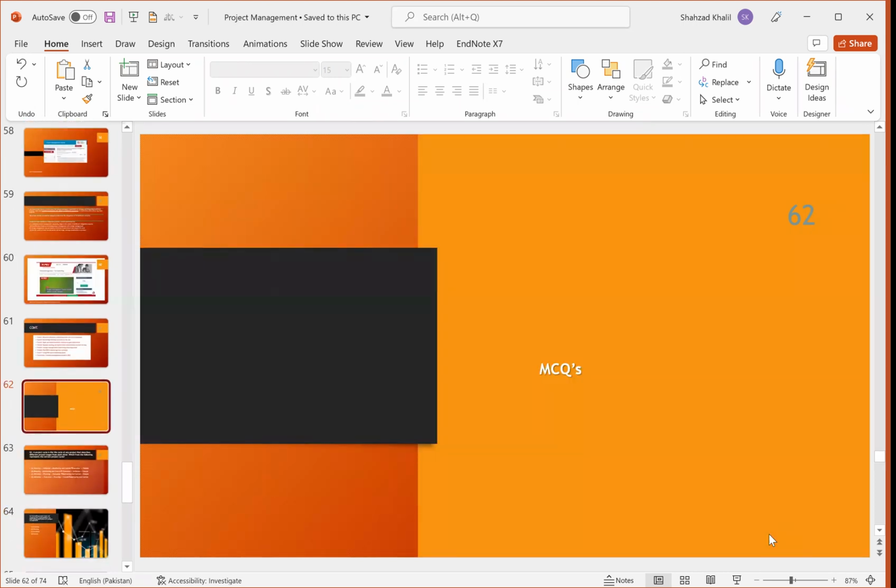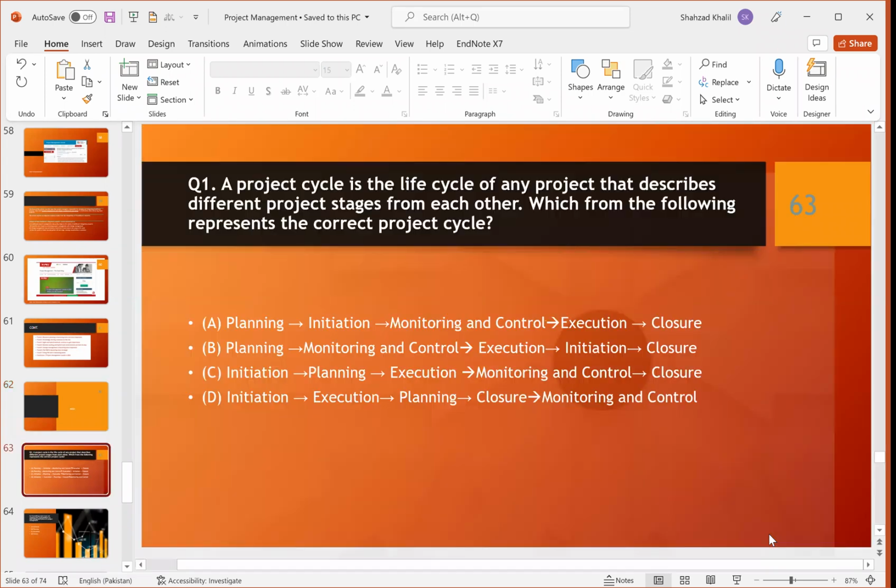Now it's time for the multiple choice questions. Question 1. A project cycle is the life cycle of any project that describes different project stages from each other. Which of the following represents the correct project cycle? A, planning, initiation, monitoring and control, execution and closure. B, planning, monitoring, control, execution, initiation and closure. C, initiation, planning, execution, monitoring, control and closure. D, initiation, execution, planning, closure, monitoring and control. C. Yes, C is the correct answer. First, there's initiation, then planning, execution, monitoring, control, and closure.